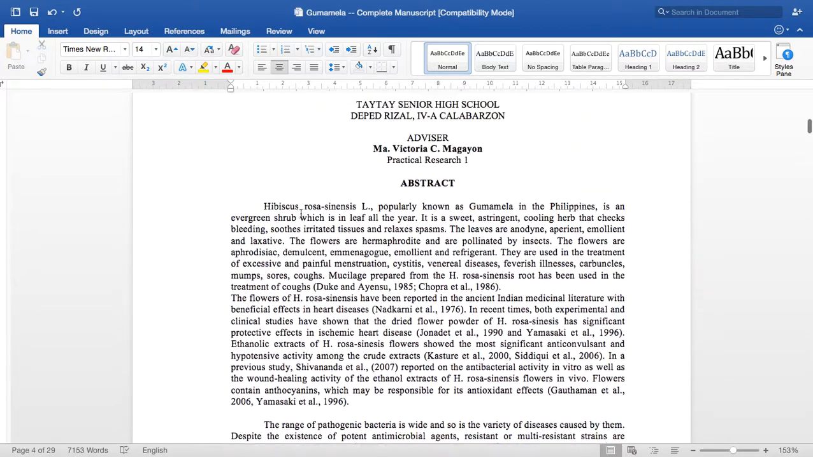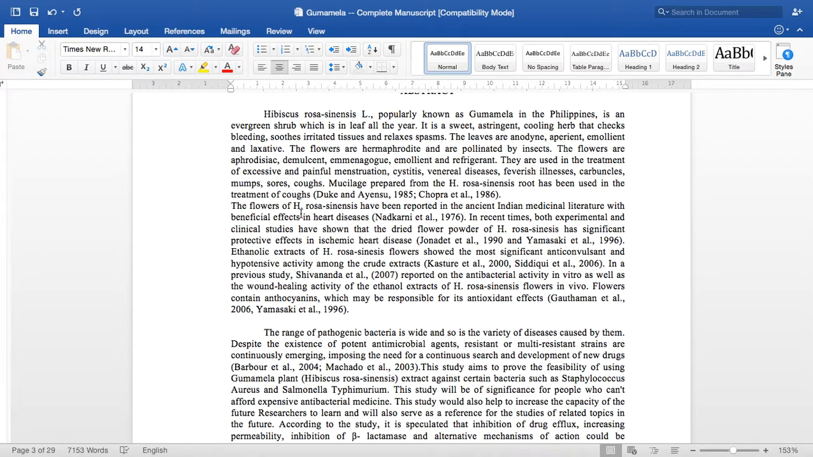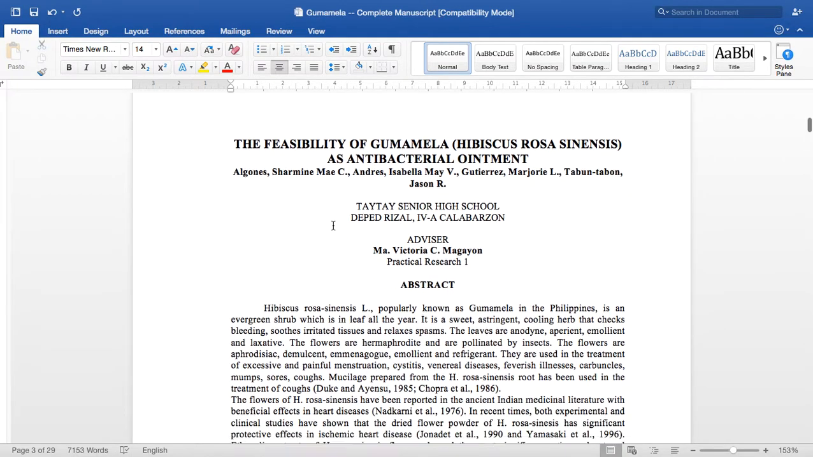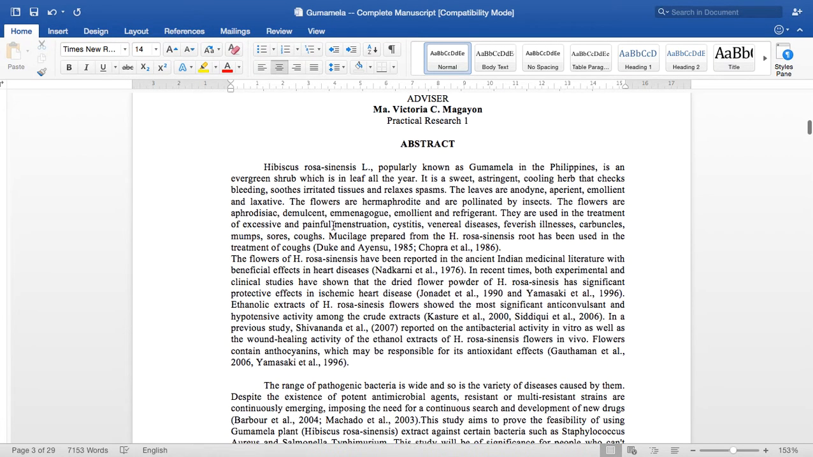Now we need to paraphrase this one to make it 250 at least. Okay, so the topic is the feasibility of gumamela as an antibacterial ointment. So the topic is about gumamela or Hibiscus rosa sinensis L. So this part will consist of the description of the topic and then the problematic area or the research gap.